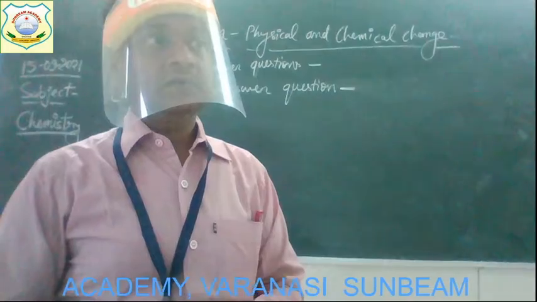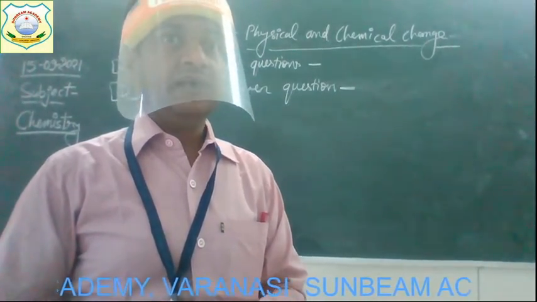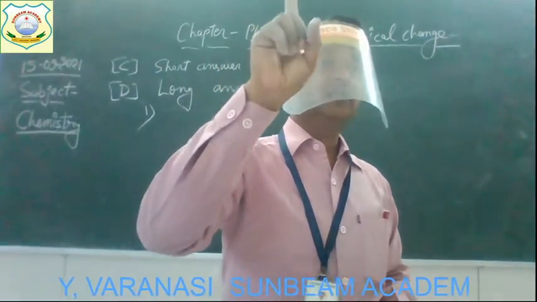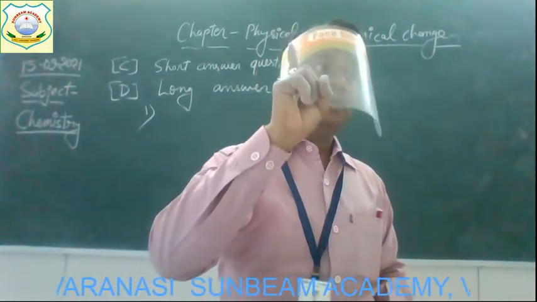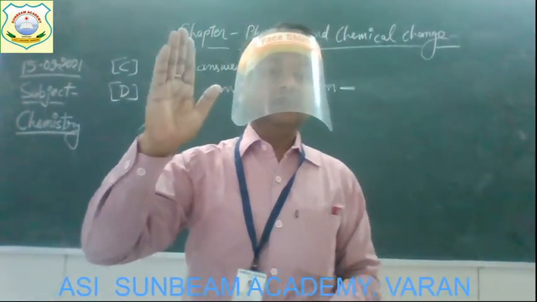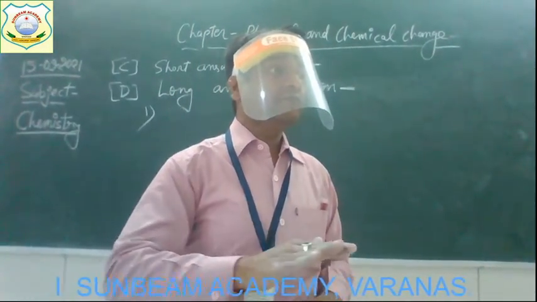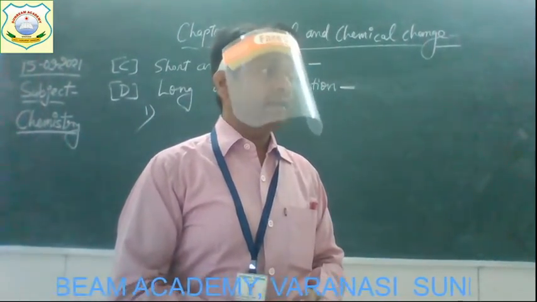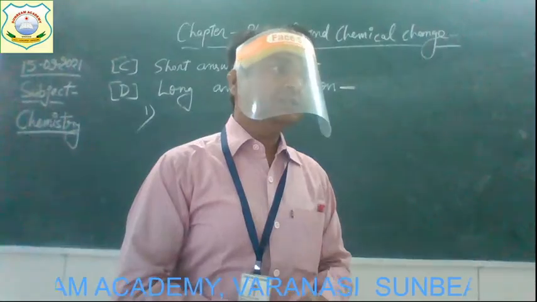Got it? Understood? Everyone? So you can prevent the rusting of iron by two methods. First, by applying paint or grease on the surface, and second, by what? Depositing a layer of zinc or chromium on iron. So we can prevent the rusting of iron.